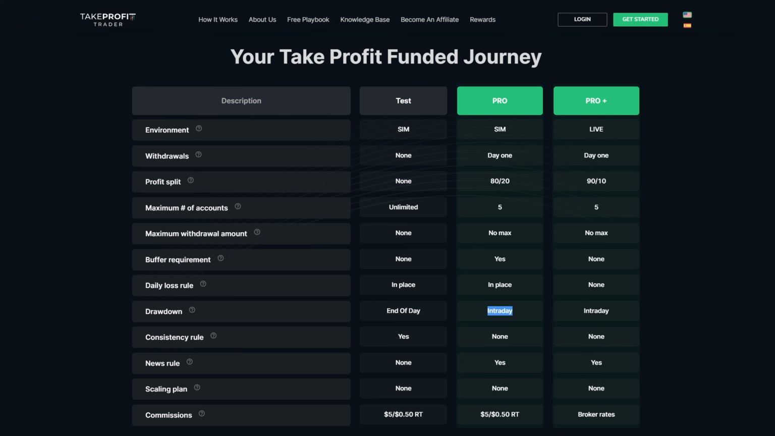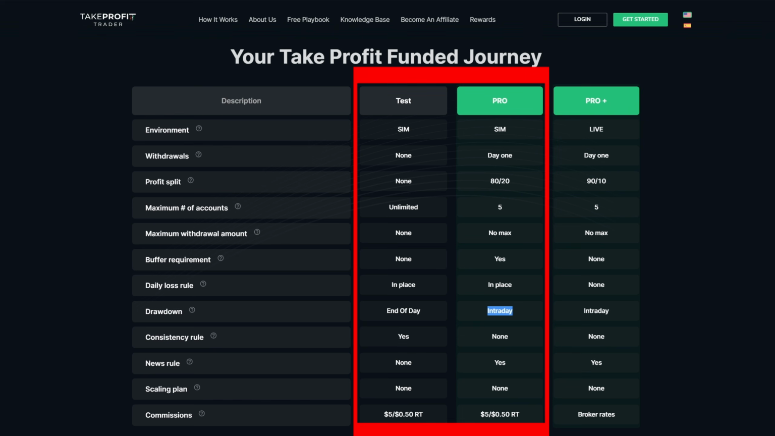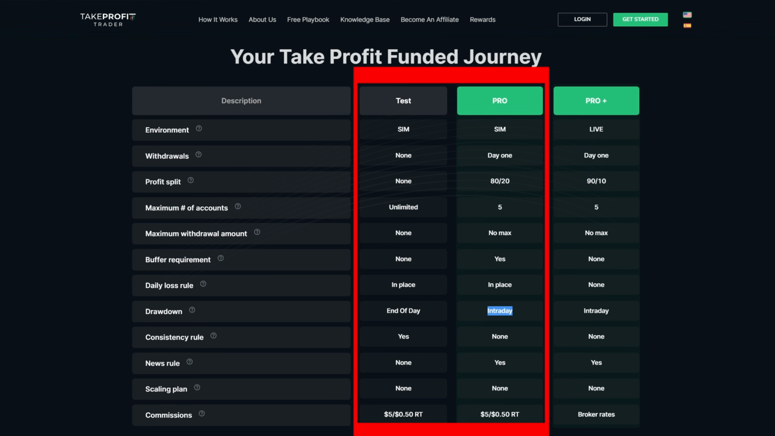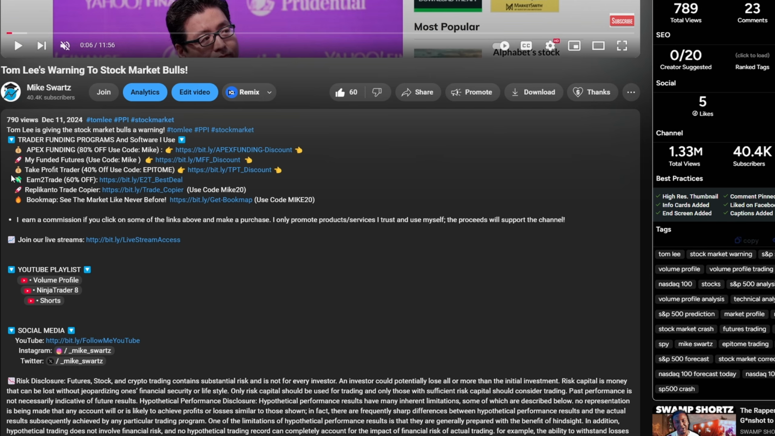Now let's talk about another con, and that's going to be the daily loss rule. This is applicable to the test and the pro account. What that basically says is you can only lose X amount of dollars, then you essentially bust the account. When you look at the different accounts, like the 50K account, the daily loss limit is $1,100. So if you breach that amount in either the evaluation, aka test phase, or the pro account, you automatically lose the account.